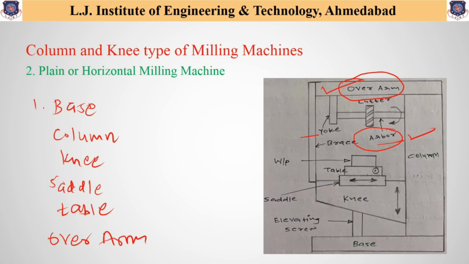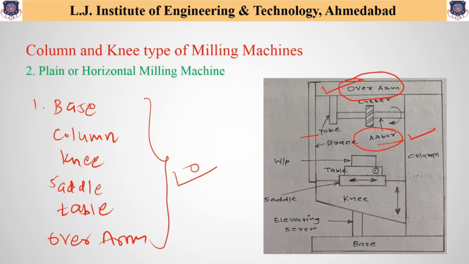Now next, this arbor is mostly of two types. First one is the standard arbor and another one is the stub arbor. So these are the two different types of arbor. Now on this horizontal milling machine, we can see another two parts. Up to now, the parts that we have discussed are all commonly available in all column and knee type milling machines.